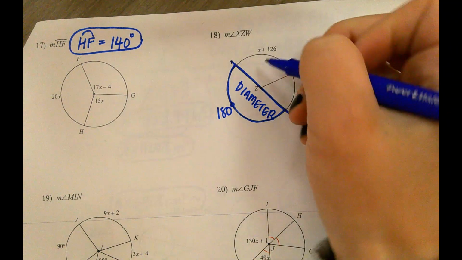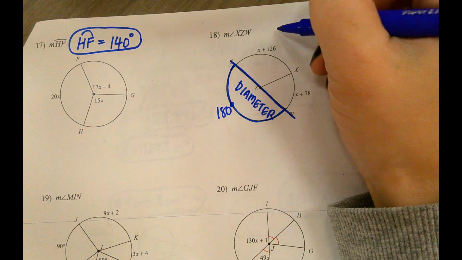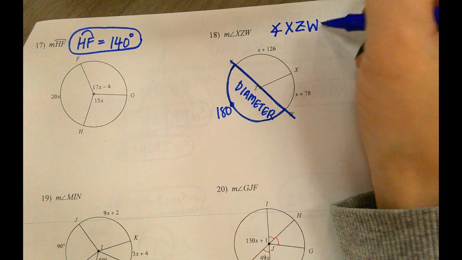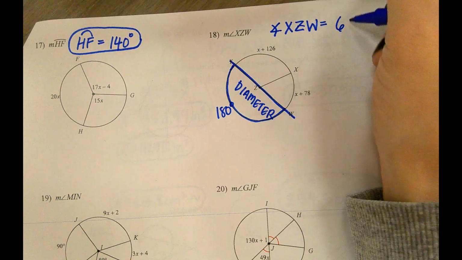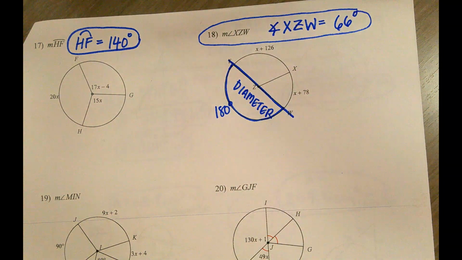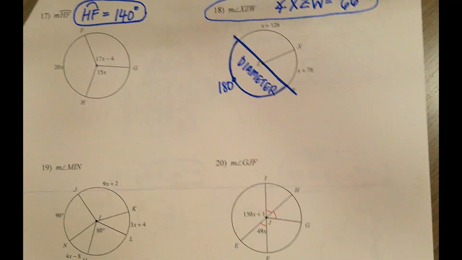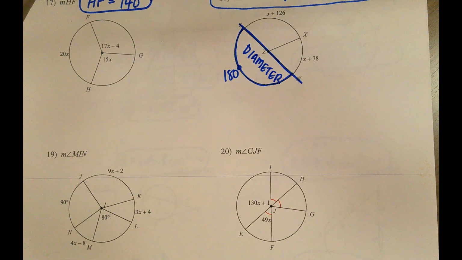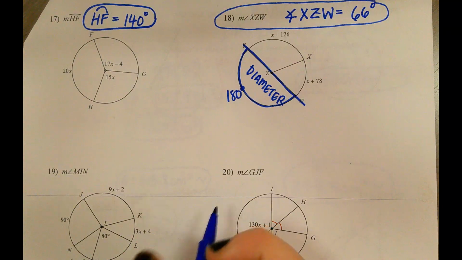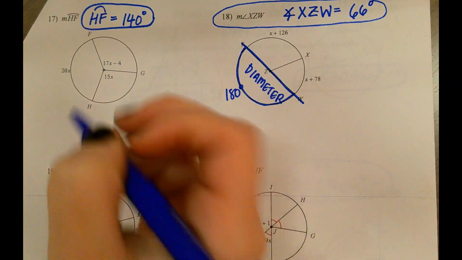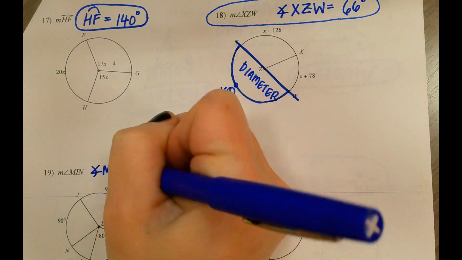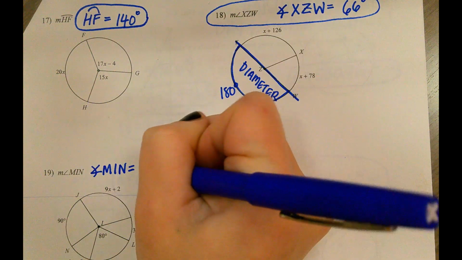Okay, so number 18, if you do that one, you should get that the angle XZW is 66 degrees. Number 19, you have all of your angles. That'll be when we set it equal to 360. Number 19, your answer, if you do work it out, is that the angle MIN equals 40 degrees.